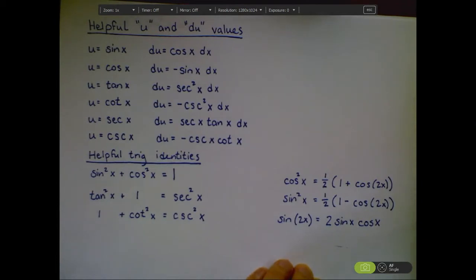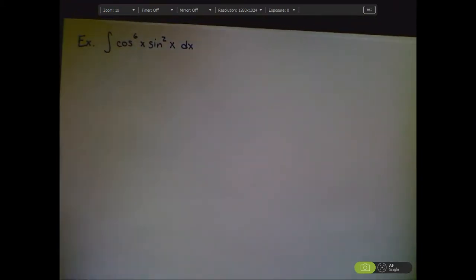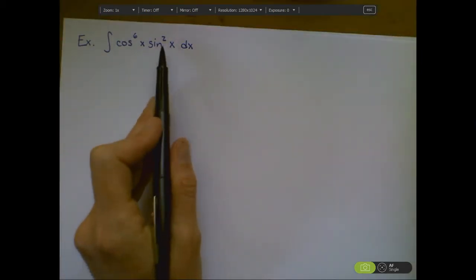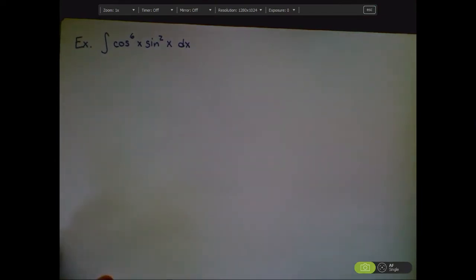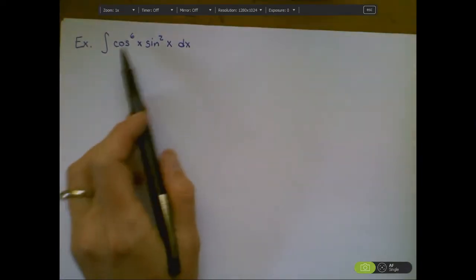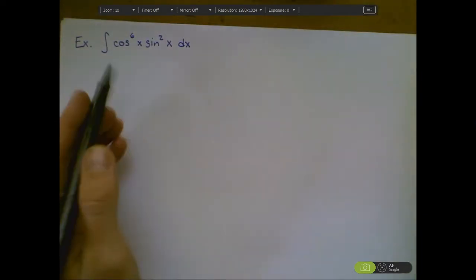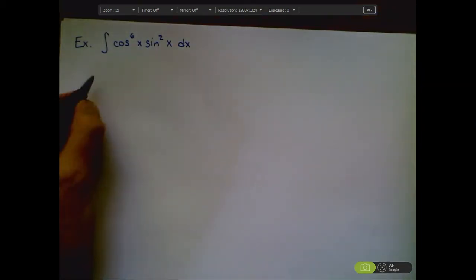So let's look at one more problem. It's maybe a little bit trickier. So in this problem, I have cosine to the 6th x times sine squared x dx. And we're clever. We want to be able to make use of some of our u substitutions, right? That's one of the helpful things that I might think of. So let's try this out by setting maybe sine equal to u. This is going to be our try number 1.